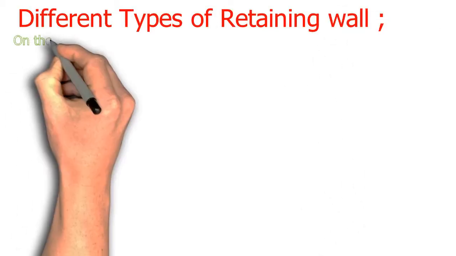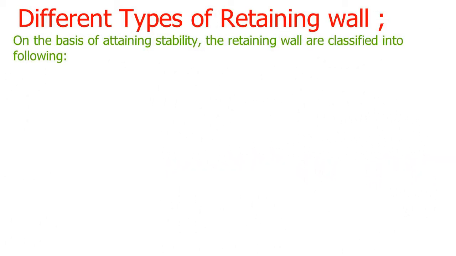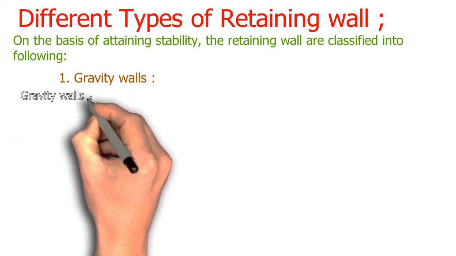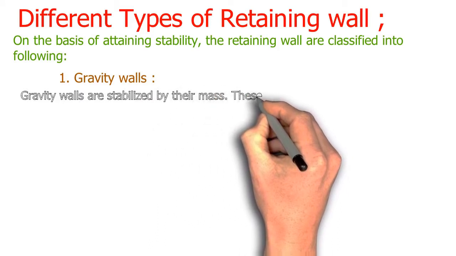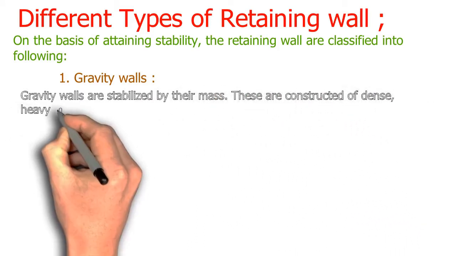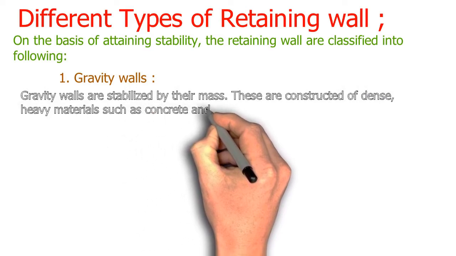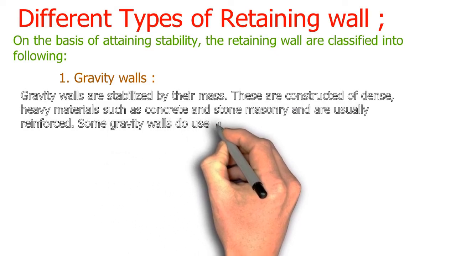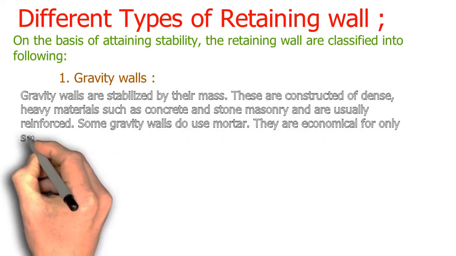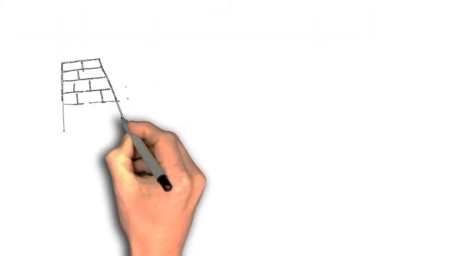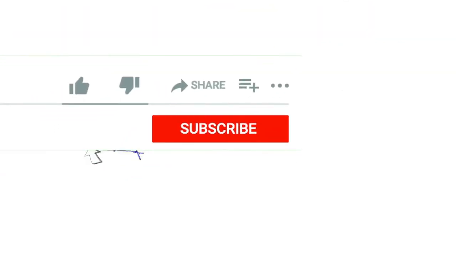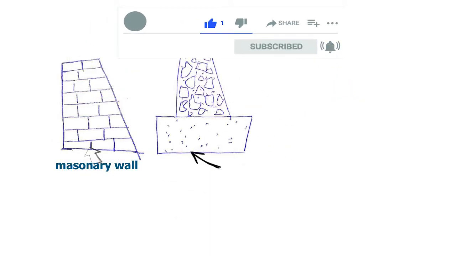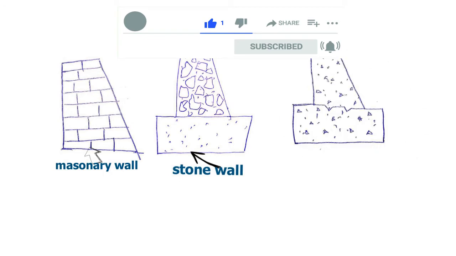On the basis of attaining stability, retaining walls are classified into the following. First one is gravity wall. Gravity walls are stabilized by their mass, and these are constructed of dense heavy materials such as concrete and stone masonry and are usually reinforced, and some gravity walls do use mortar. They are economical for only a small height. Now these are the kinds of gravity wall: masonry wall, second one is stone wall, and third one is poured concrete wall.